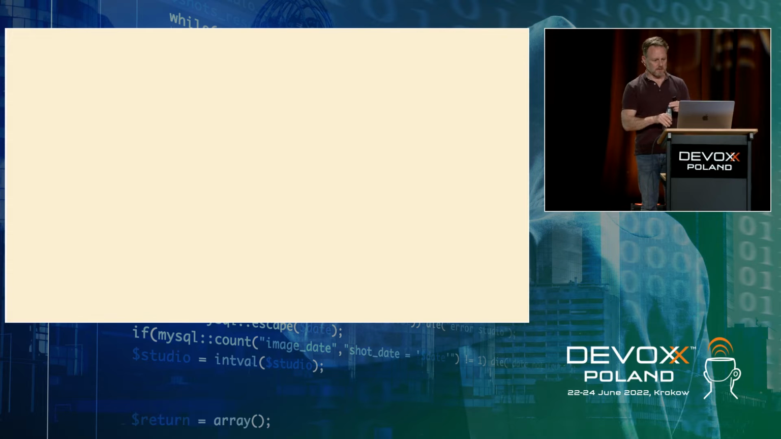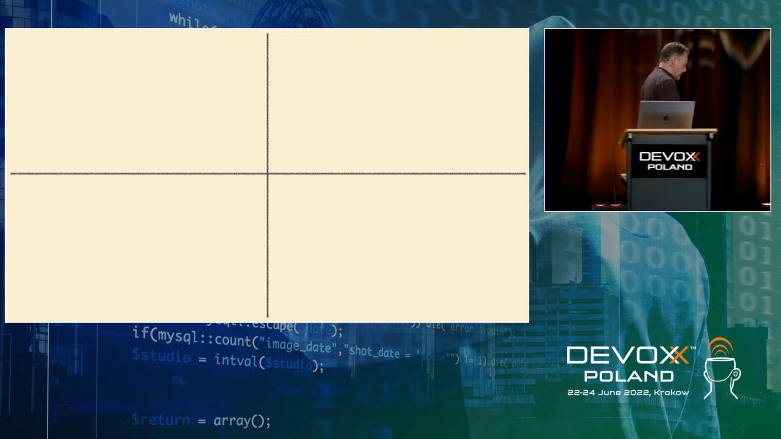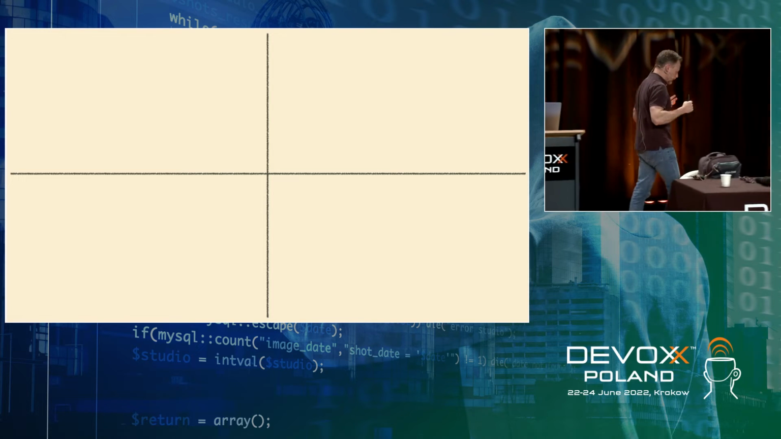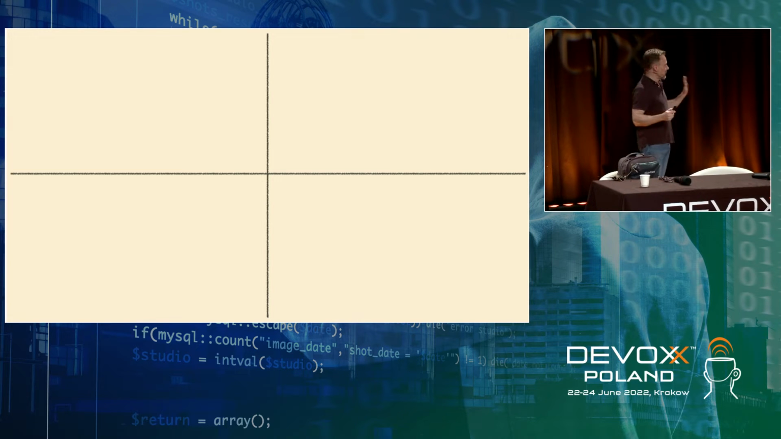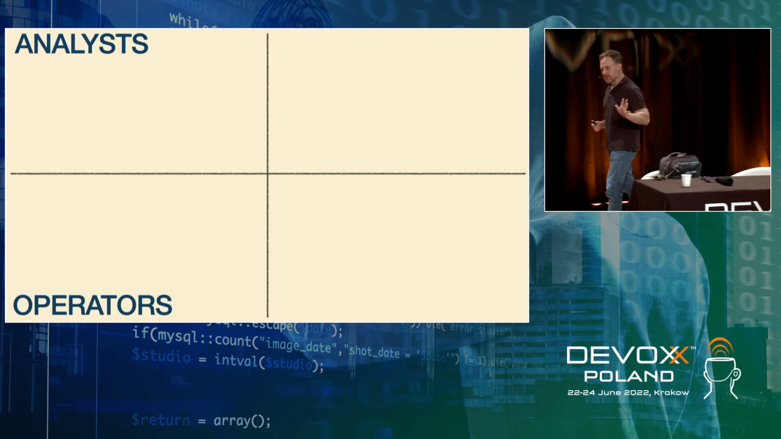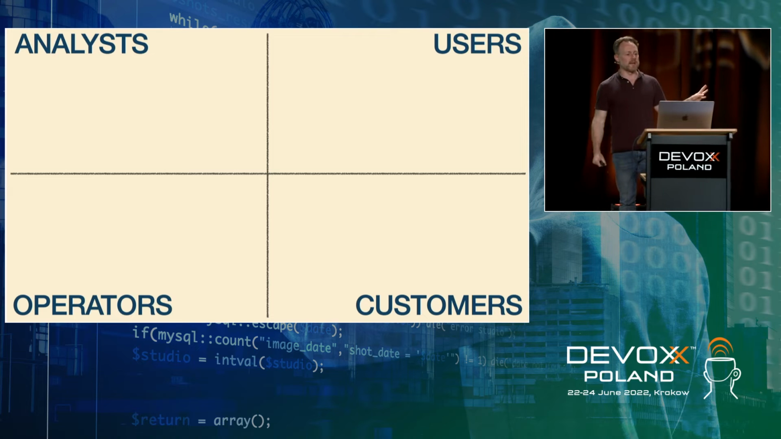Let me draw a quadrant. This kind of suggests 4 different roles, and I'm going to give you some use cases for what I'm calling user-facing real-time analytics in just a minute that will help flesh these things out. We're going to have analysts, operators, customers, and users. Those are 4 different categories of people.